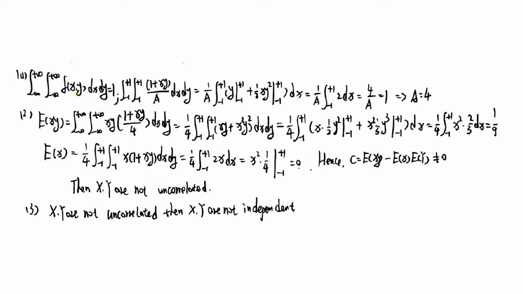If f_xy is a valid joint density function, when we integrate f_xy from negative infinity to positive infinity, then we can get 1 here. And by applying this equation, it's easy to find the value of a is equal to 4.